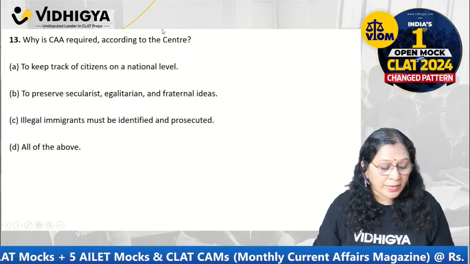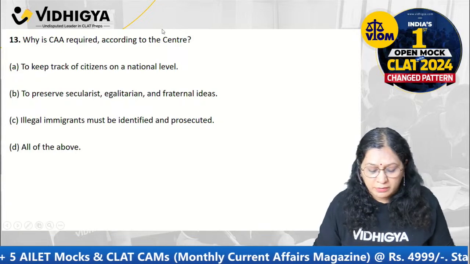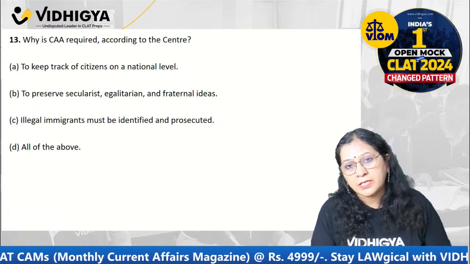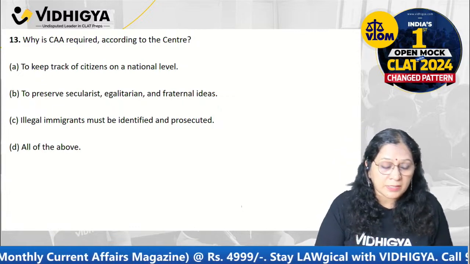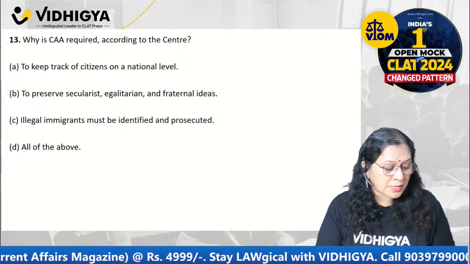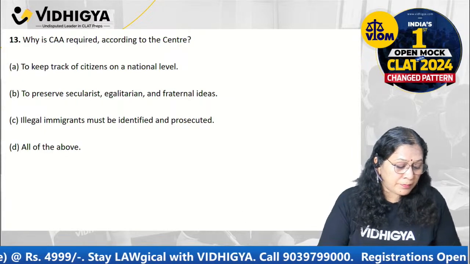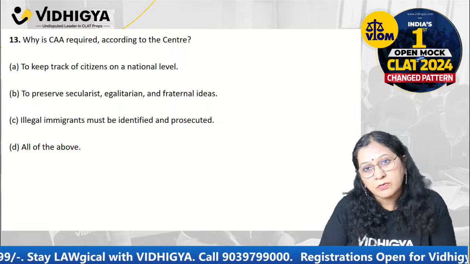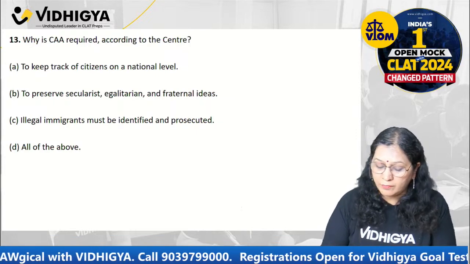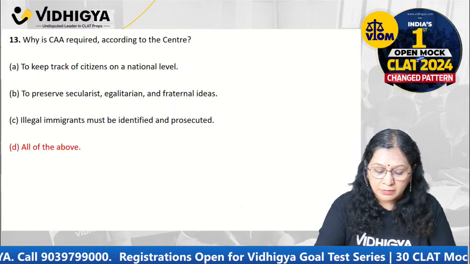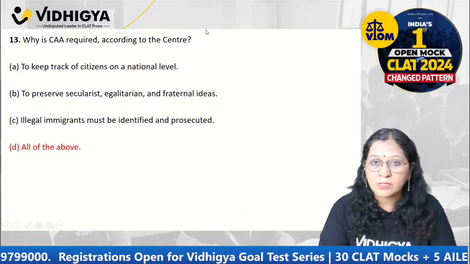Why CA required according to the center? क्यों चाहिए? To keep track of citizens on a national level. ठीक है, citizens और non citizens के उसने एक sentence दिया था. To preserve secularist, egalitarian and fraternal ideas. Fine. Illegal immigrants must be identified and prosecuted. ये भी सही है. तो all of the above हमारे पास आंसर है. Illegal होगा तो पनिशमेंट तो मिलेगी ना. Illegal क्यों? Legal immigrants उसने कहा था ठीक है.